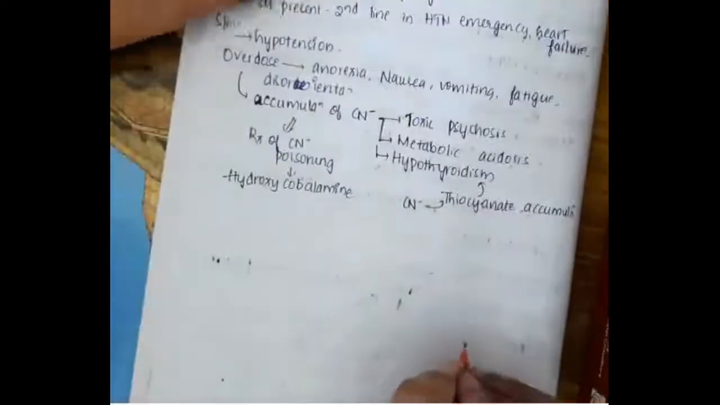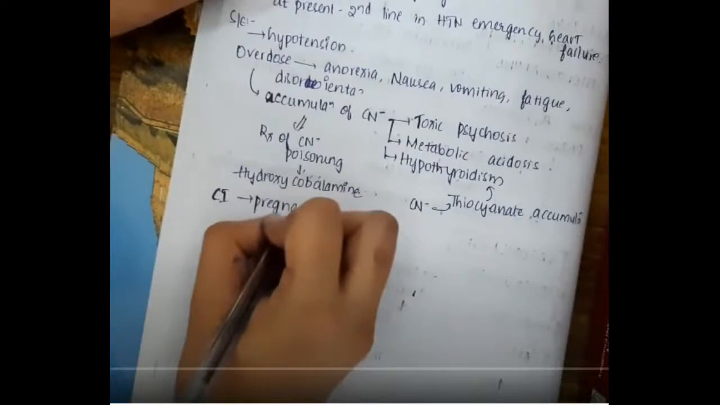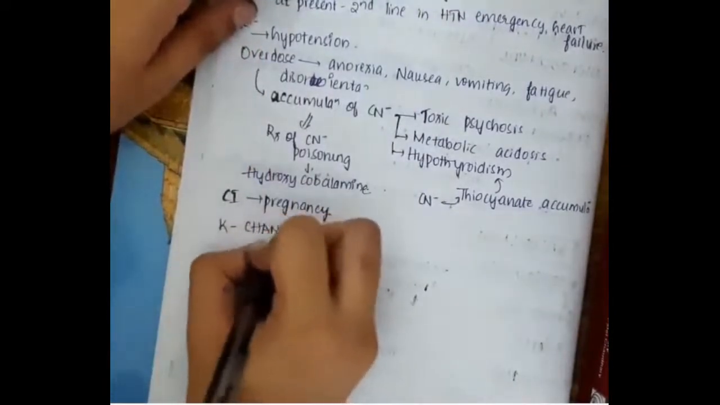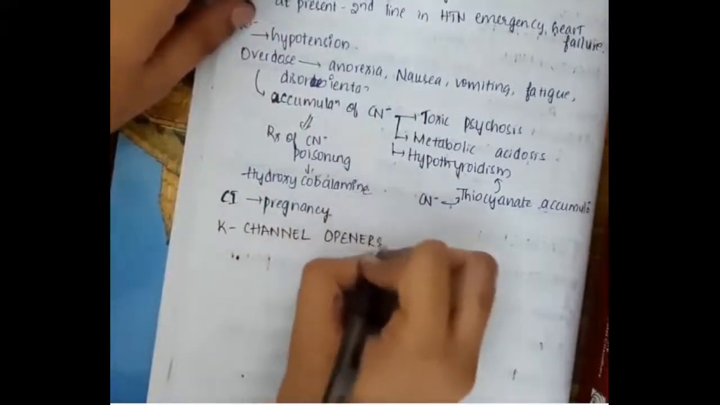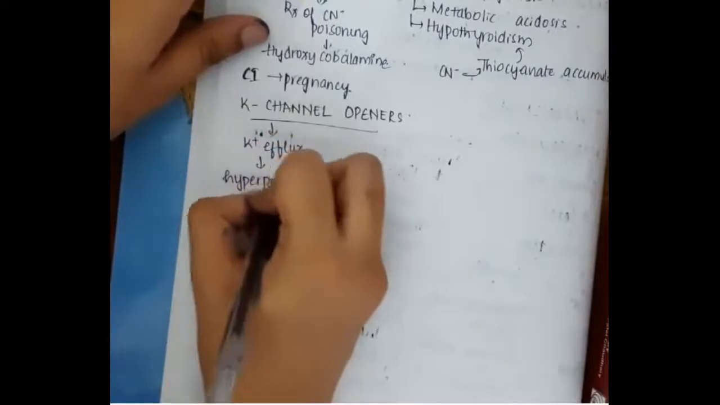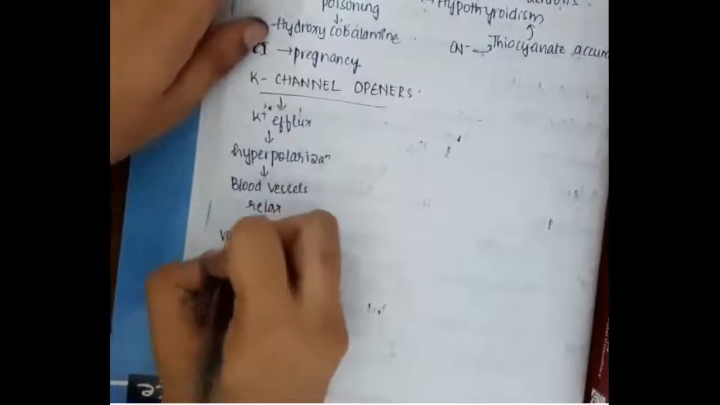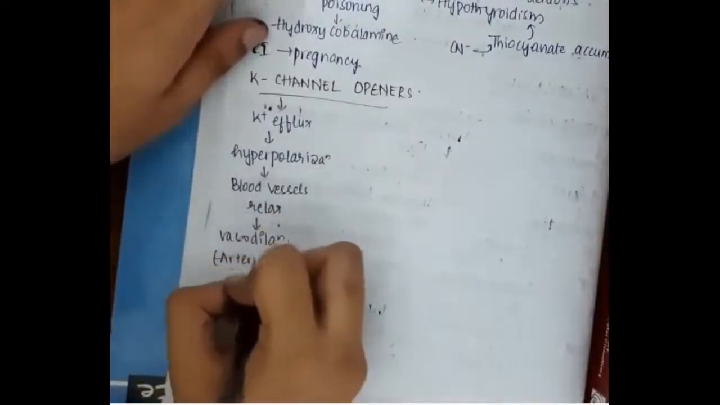Whenever there is cyanide, it combines with sulfur and forms thiocyanate, and thiocyanate accumulation will inhibit the thyroid gland functioning and cause hypothyroidism. Then this sodium nitroprusside is contraindicated in pregnancy. Then the next group of drugs are potassium channel openers. When the potassium channel opens, potassium goes out of the cell, that is potassium efflux occurs, which causes hyperpolarization, causing the blood vessels to relax, thus causing vasodilatation.